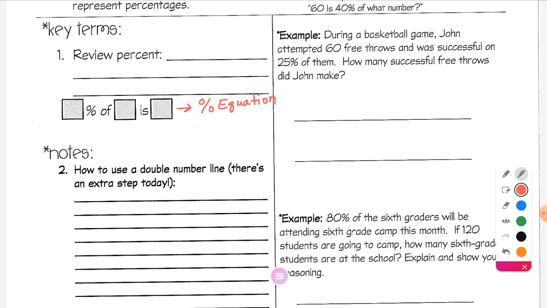Now, we need to know what goes in each of those blanks. In every percent problem, there's 3 parts. It will have to give me 2 of them. If it gives me 2 of them, I should be able to solve for the third one. So, the percent is the easiest one to pick out.